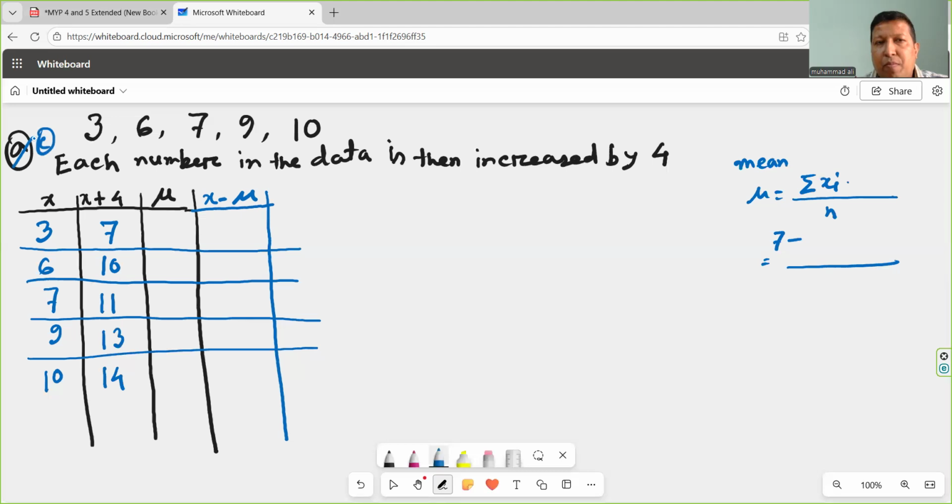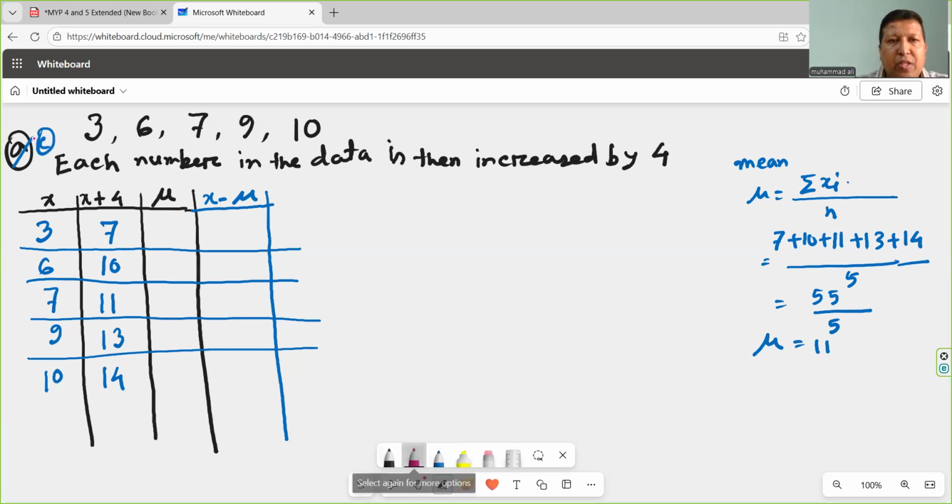This is 7 plus 10 plus 11 plus 13 plus 14 divided by n, which means 5. So after addition we will get 55 divided by 5, so it is 11. So mu equals 11. We have to write it over there: mu equals 11, 11, 11, 11, and 11.